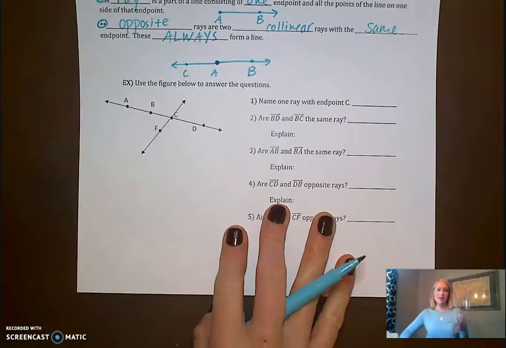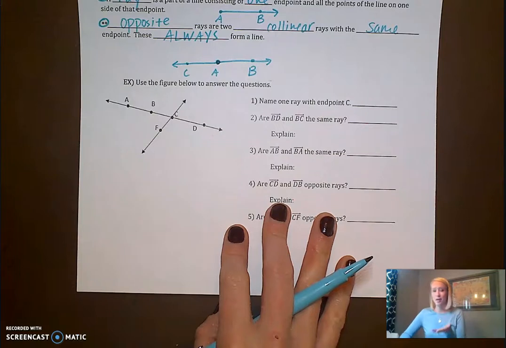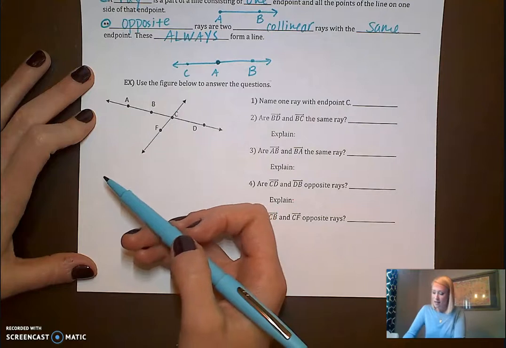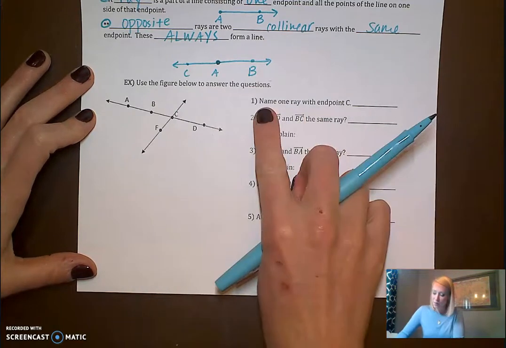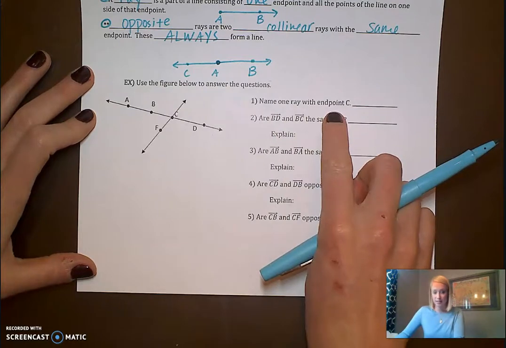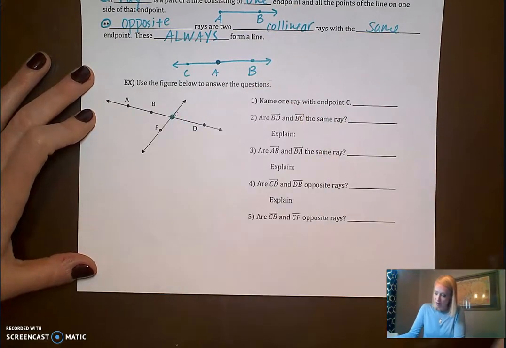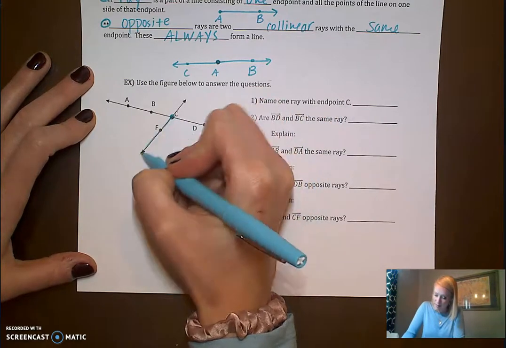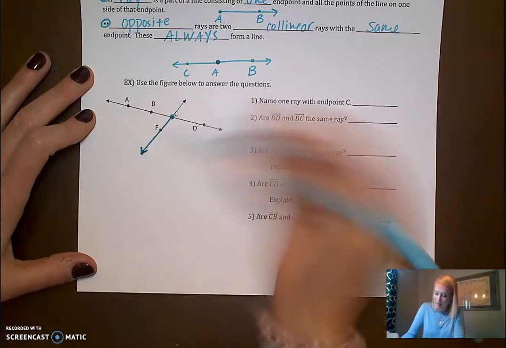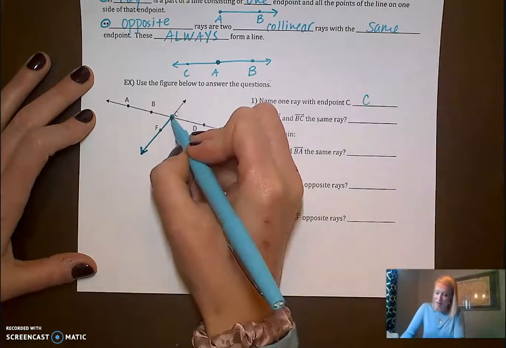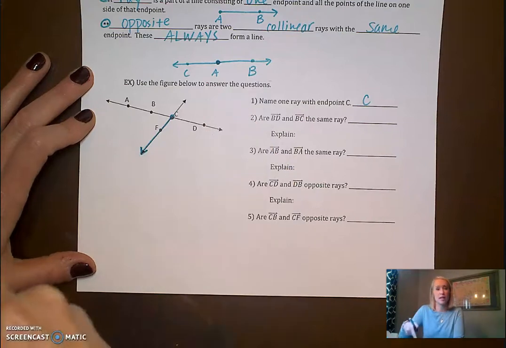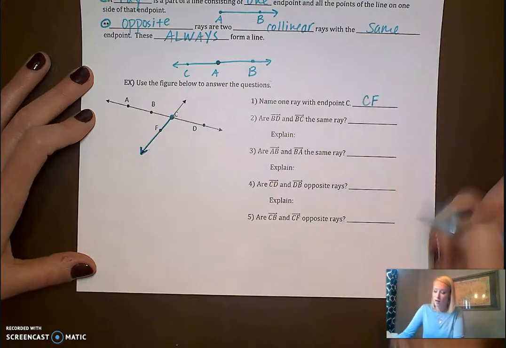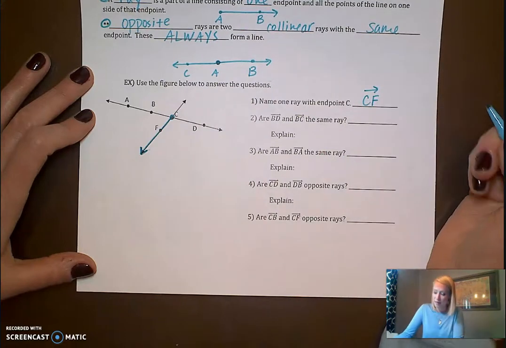Okay, just like I mentioned last time, the best way to learn is to just jump into this and answer some questions. So here's a picture of 2 intersecting lines, and they're going to ask me 5 questions. The first one is name one ray with endpoint C. So here's C. And really I could use any of these other points to name a ray. Maybe I'll just go this way. So here's my ray. So it starts at C, and you've got to tell me what direction it goes in, so that's why you name another point. So I want to say it goes in the direction of F. So I'll call this ray CF.